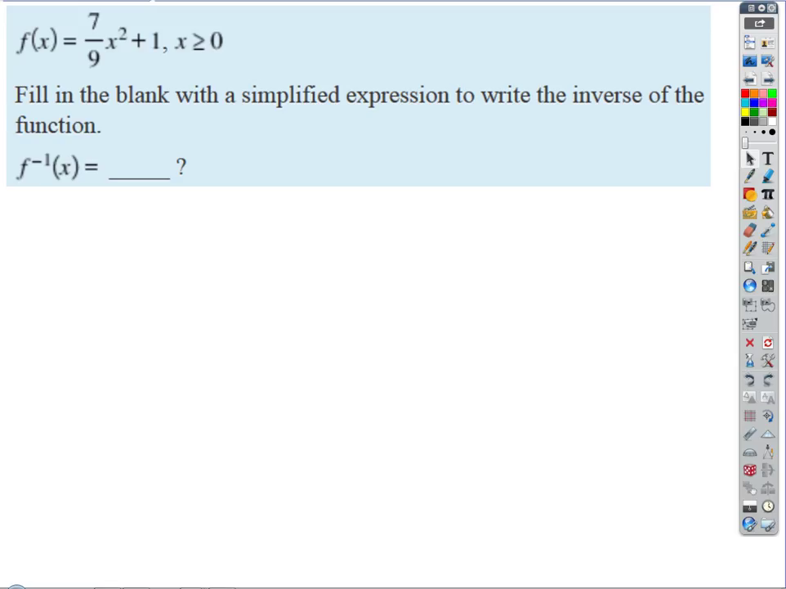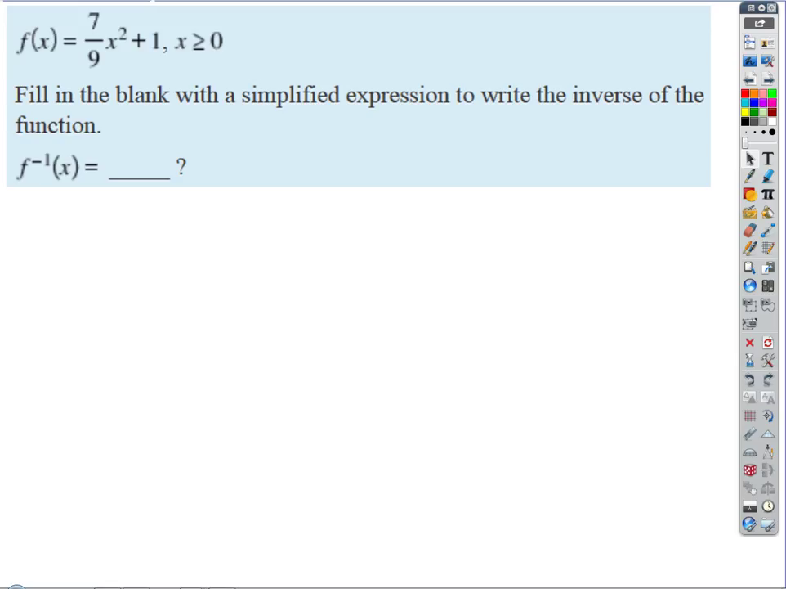All right, so what do we do here? We've got to remind ourselves, this goes back a little bit to the beginning of the year when we talked about finding inverses. What's our strategy for finding an inverse of a relation? In this case, a function. So what do we do?